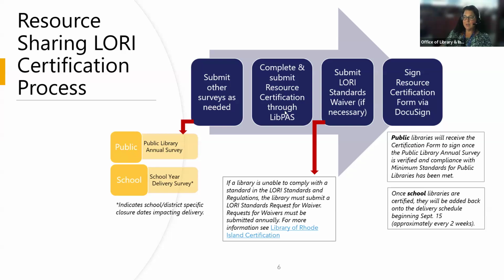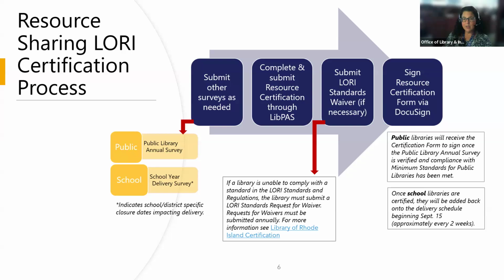And then once you submit your information in the survey in LibPass, it will be reviewed. If you are unable to meet any of the standards, you would need to submit a waiver for those. If it's a standard that's also part of the PLAS for public libraries, then you wouldn't need to send a duplicate waiver. And we'll get more into that later. And then finally, your library will receive the certification form via DocuSign.